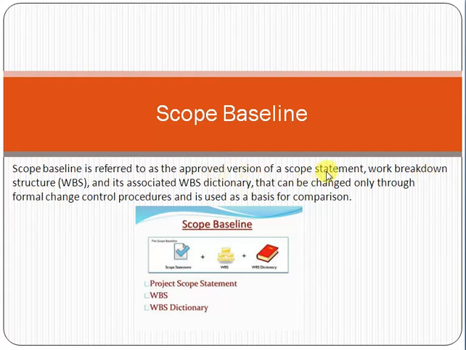Friend, scope statement, what does it mean? When we start a project, the customer and the vendor, basically the management, sit together and they decide the scope statement. Scope statement means that they decide what is the boundary of a scope, what they want in the project, what is the estimated cost, what are the assumptions, what are the constraints, what are the objectives of the project. So all these things are decided in the scope statement.